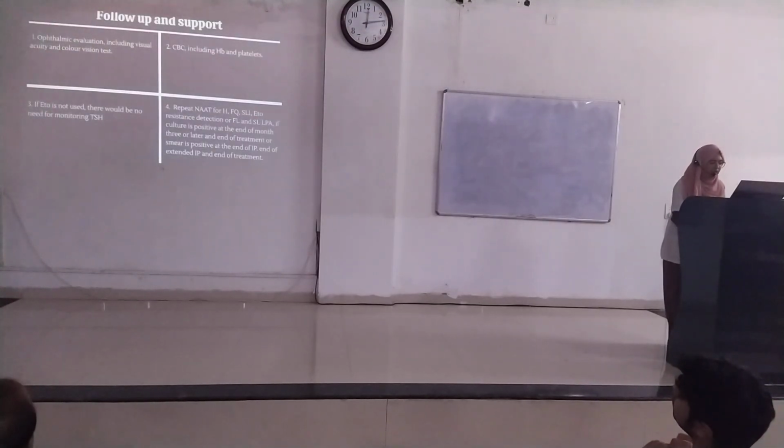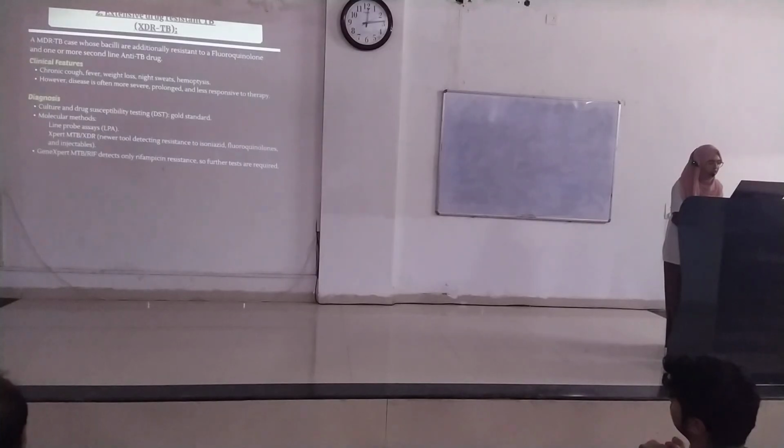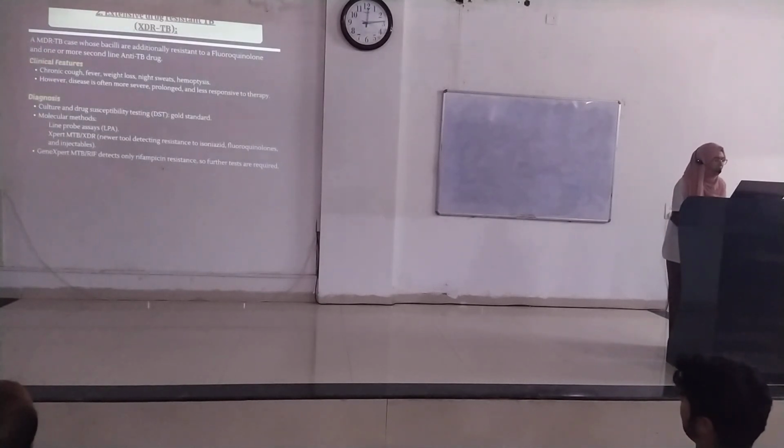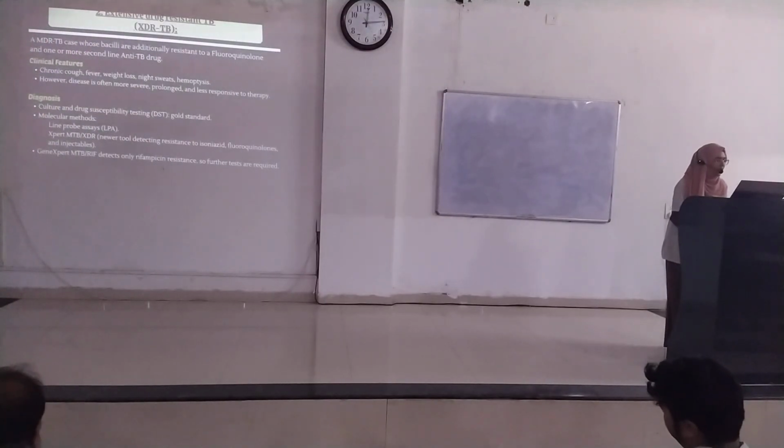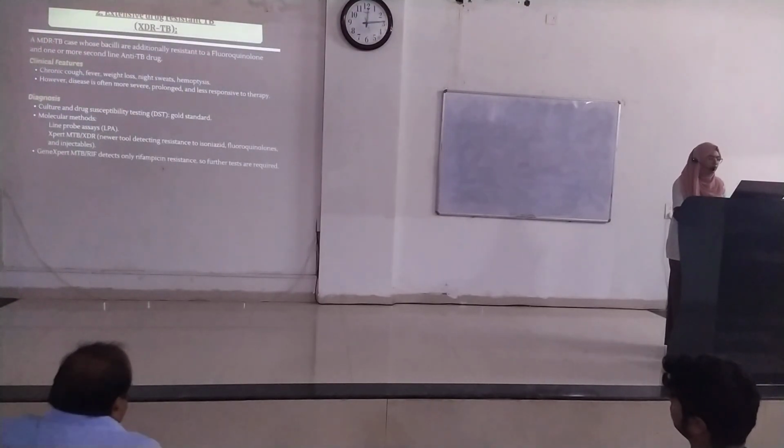After the treatment comes the follow-up and support. Ophthalmic evaluation and repeat CBC are necessary steps. So the second type of drug-resistant tuberculosis is extensively drug-resistant tuberculosis. In extensively drug-resistant tuberculosis, it's like an MDR case whose bacilli are additionally resistant to a fluoroquinolone and one or more secondary anti-tubercular drugs.